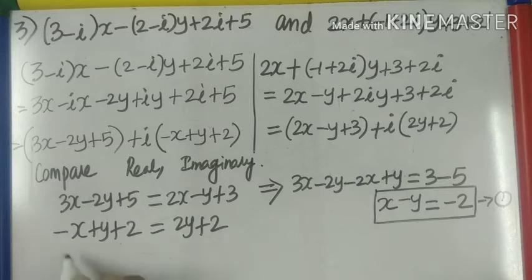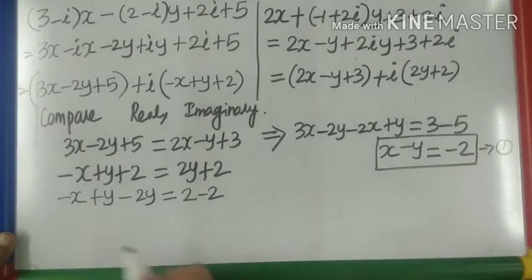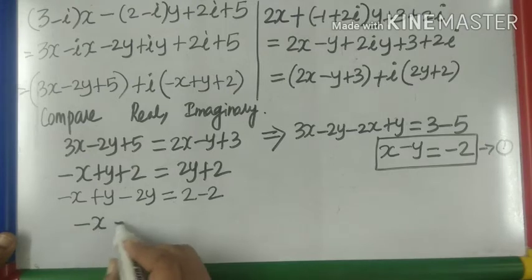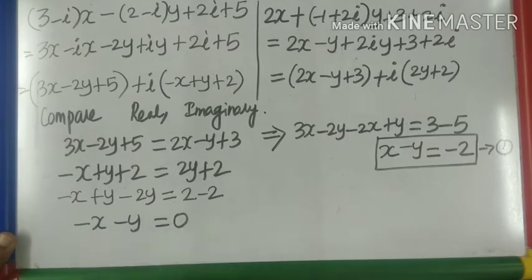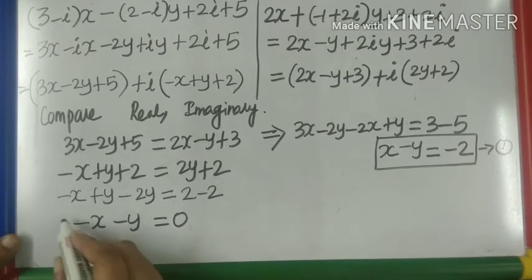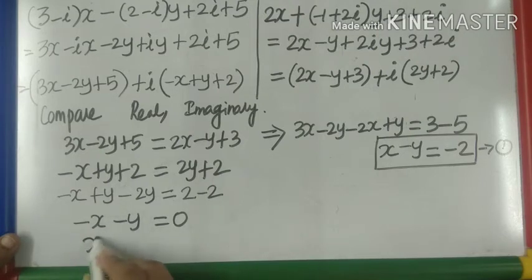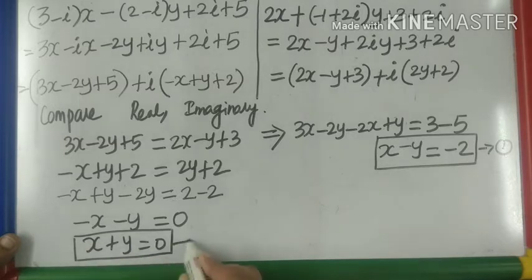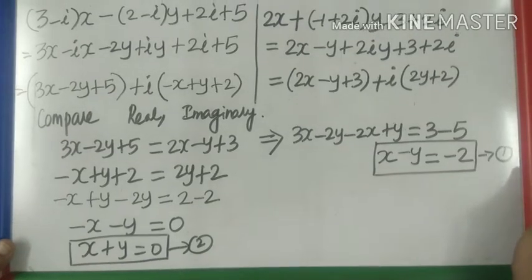Simplifying this. Minus x plus y, bring 2y to this side: minus 2y equals 2 minus 2. Or I will simplify. It is minus x minus y equal to 0. So I can change the symbol: x plus y equals 0. Call this equation number 2.